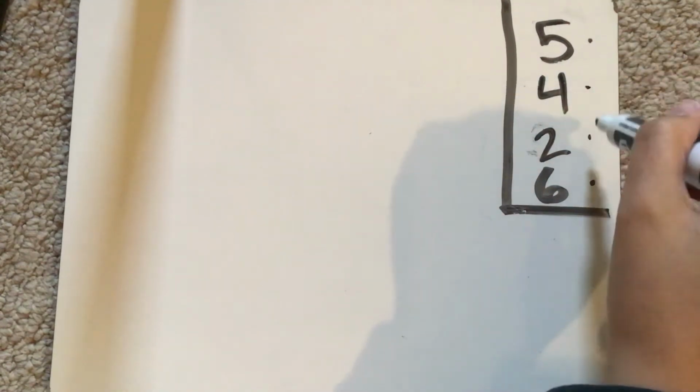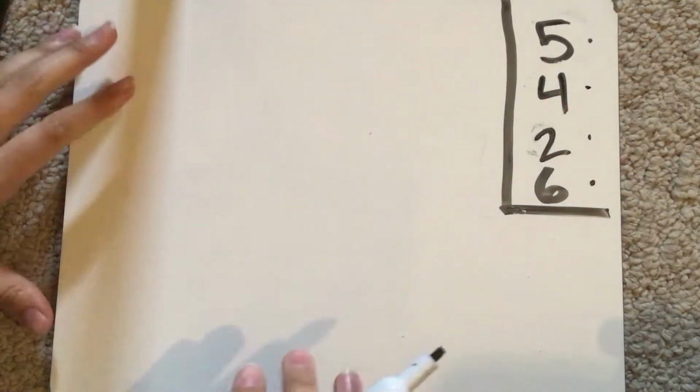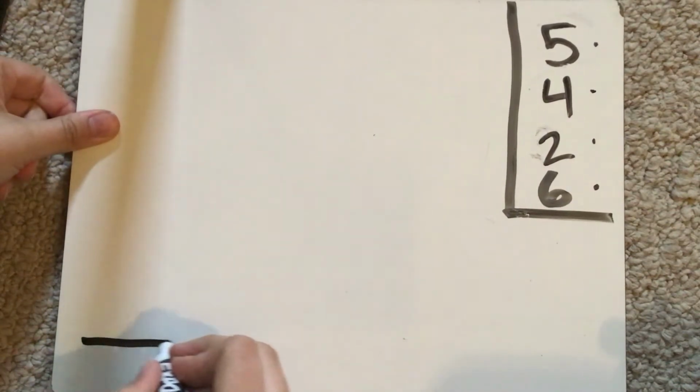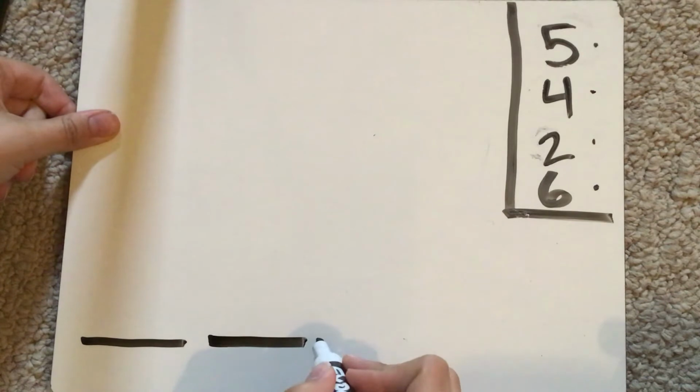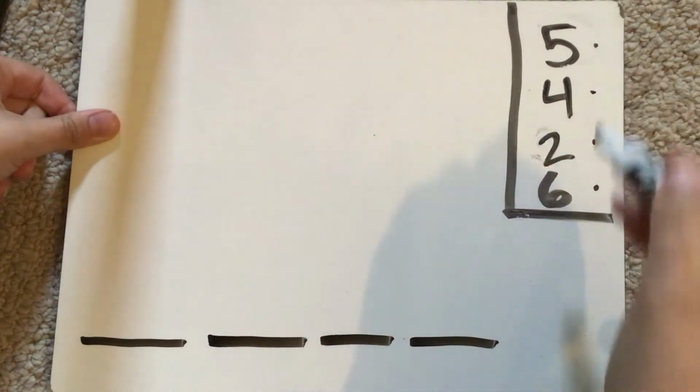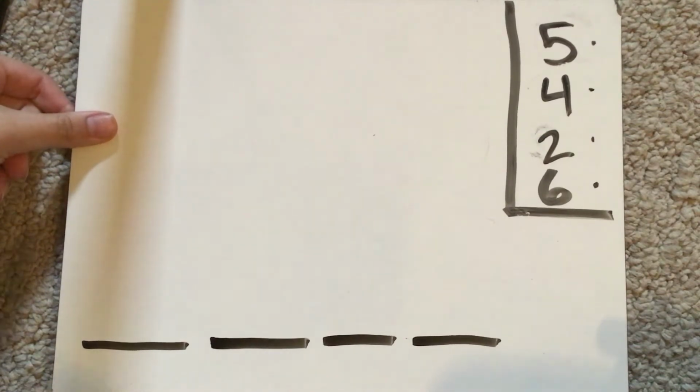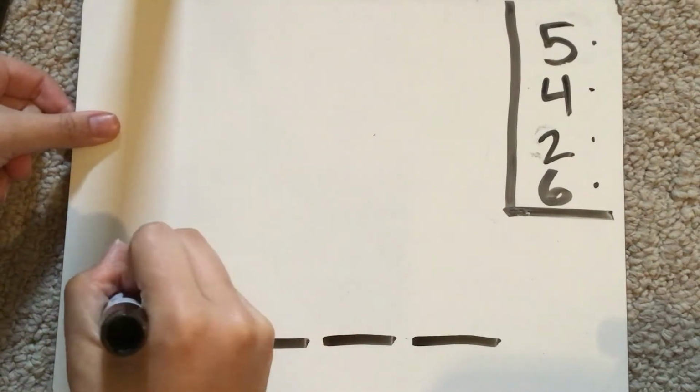Our data set is going to be over here. So we have 5, 4, 2, and 6. So we have 4 numbers. So down at the bottom here, I'm going to create my lines that my rows are going to go in. So I've got 4 because I have 4 numbers. And I'm going to show you using circles instead of stars so that it might make a little more sense in the end. So my very first row is going to have 5 circles.